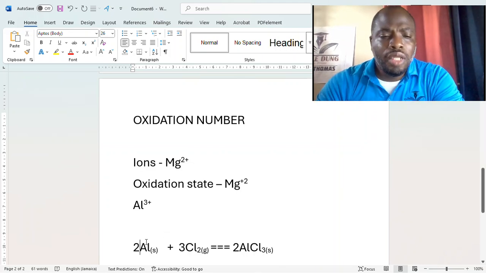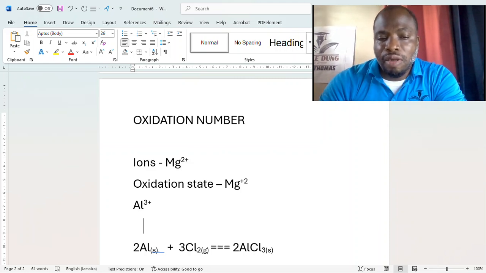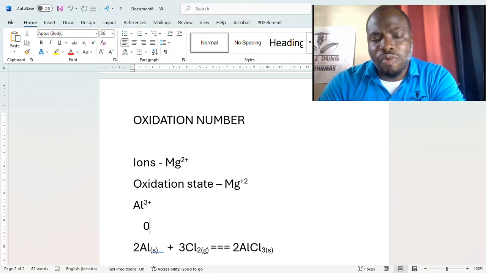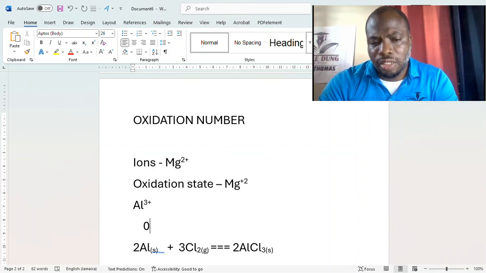Now, when we write this, we know that it is saying we have 2 atoms of aluminum. Going back to what we initially said, if the element is not bonded to another element, then we know that the oxidation number is 0. And this is the reason why. In this concept, there isn't any charge. I have given a test to several students, and I recognize that students are making a misconception.